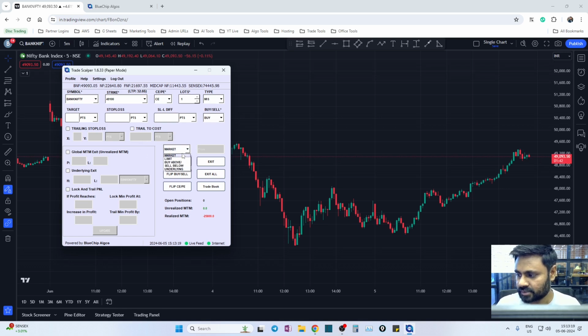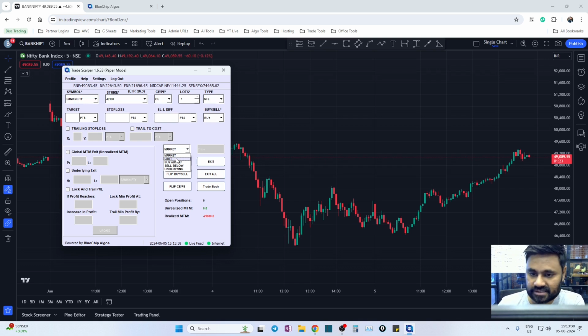The first is when it comes to the entry. Earlier it was only market order, and later, of course, we released limit order. But now we have brought in 2 more entry types. Let's discuss all those. Market orders are very simple. If you want to buy at the current market price, you can do it.